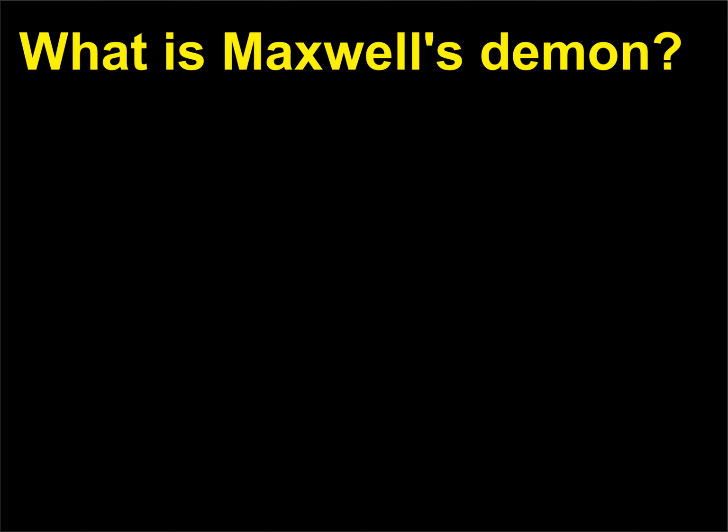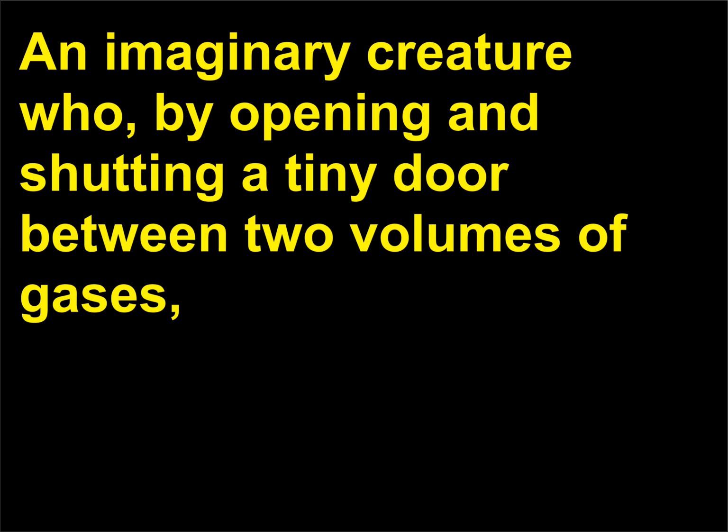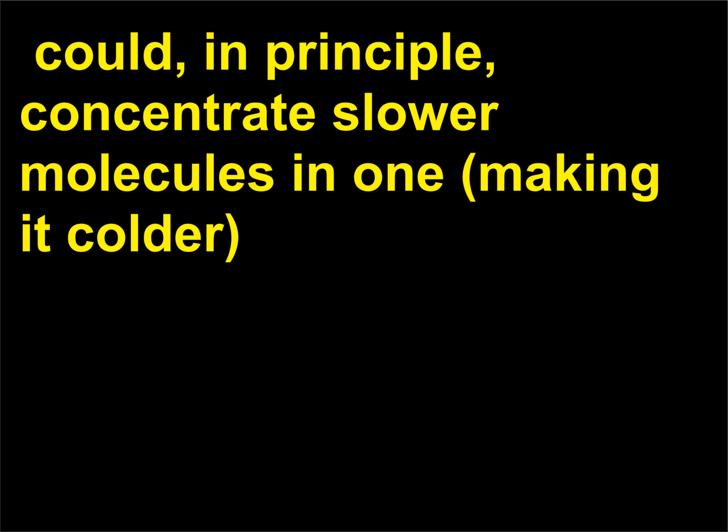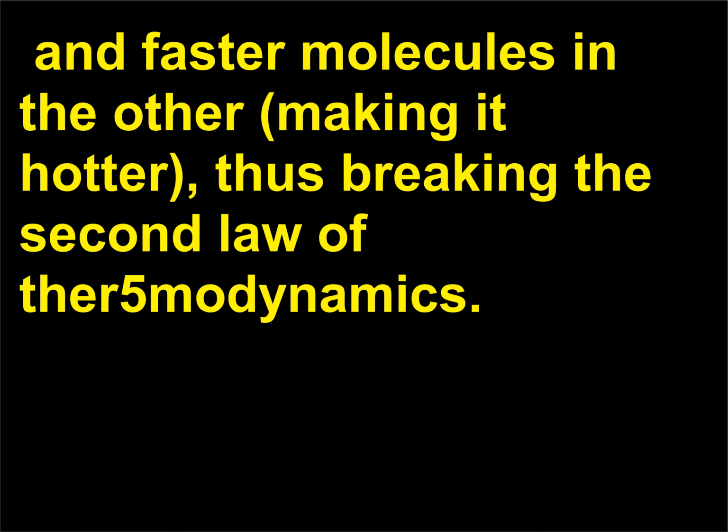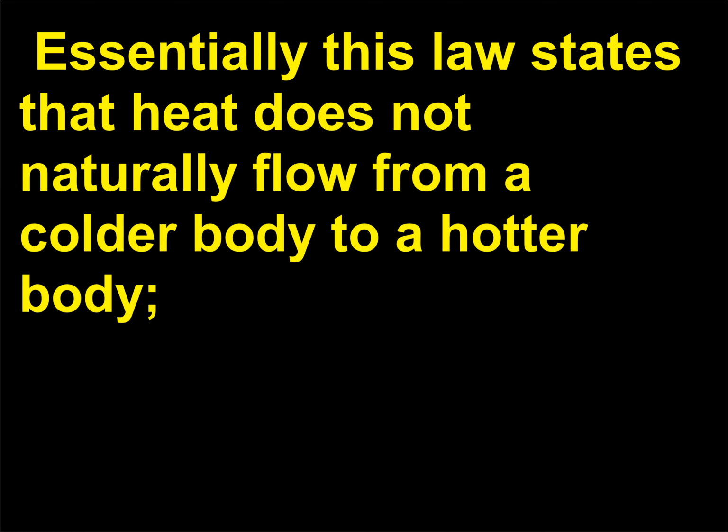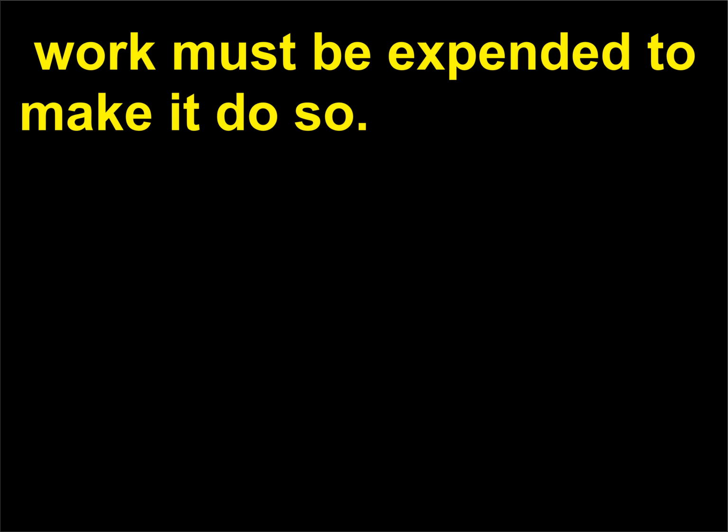What is Maxwell's demon? An imaginary creature who, by opening and shutting a tiny door between two volumes of gases, could, in principle, concentrate slower molecules in one, making it colder, and faster molecules in the other, making it hotter, thus breaking the second law of thermodynamics. Essentially, this law states that heat does not naturally flow from a colder body to a hotter body. Work must be expended to make it do so.